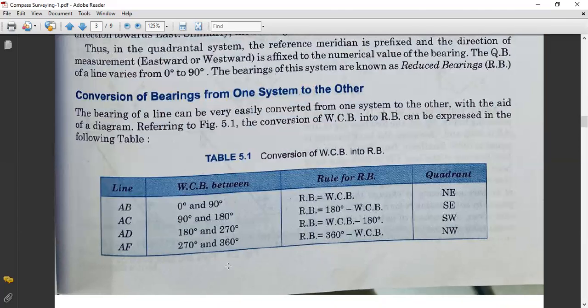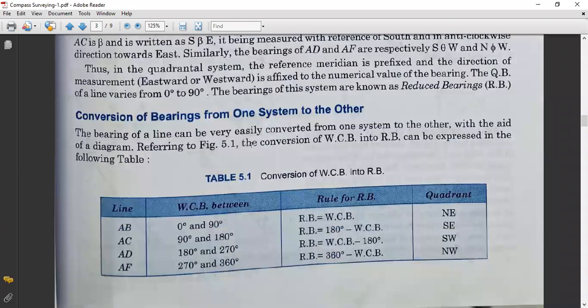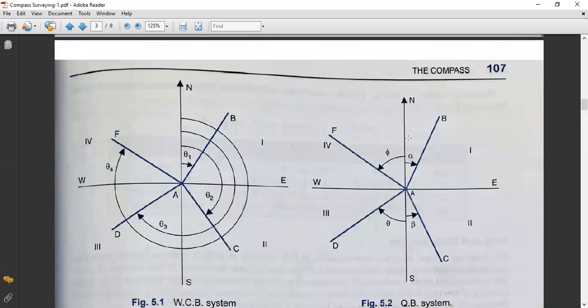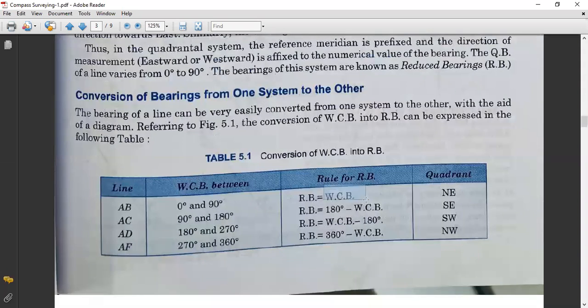So if it is given in whole circle bearing system, how to write that in terms of reduced bearing or quadrantal bearing system. How? If it is in the first quadrant, the reduced bearing remains the same as whole circle bearing. Why? Because it is measured from north to east only. Okay, it remains same as whole circle bearing.